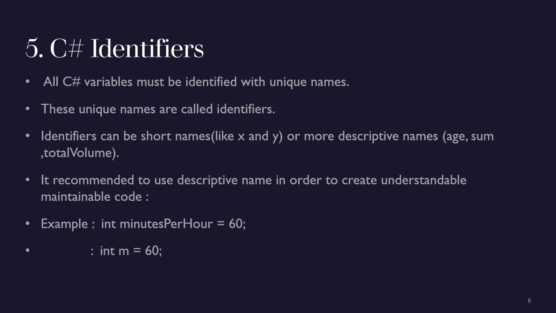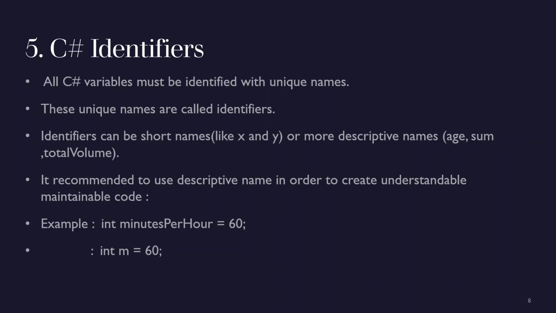C# identifiers. All C# variables must be identified with unique names. These unique names are called identifiers. As I have mentioned above, you could call them variable names or identifiers. Identifiers can be short names like x and y, or more descriptive names like age, sum, total volume. It is recommended to use descriptive names in order to create understandable, maintainable code.